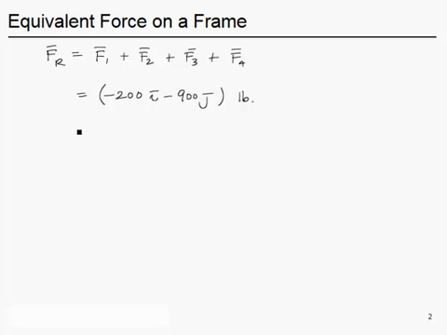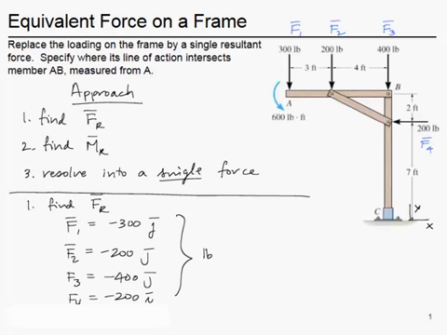Now the second part of the problem is to find the moment resultant. And there's a little bit more to this. Let's go back to the original figure. We have to pick a point around which to sum the moments, and I'm going to pick this point right here. I'm going to pick point A. There's two good reasons for that. One is that the question asks us to find the single resultant force with respect to point A. So I'm going to go ahead and use that as my point of reference.